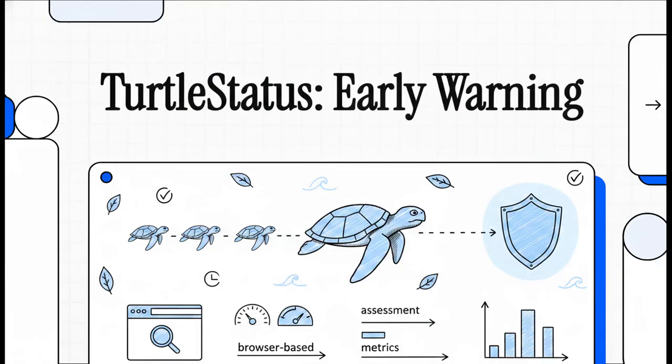Today, we're exploring a critical early warning solution called TurtleStatus. Essentially, this is a powerful, browser-based screening framework, and it's designed specifically to assess these turtle replacement pipelines. It basically gives conservationists the crucial lead time they need to actually do something about it.